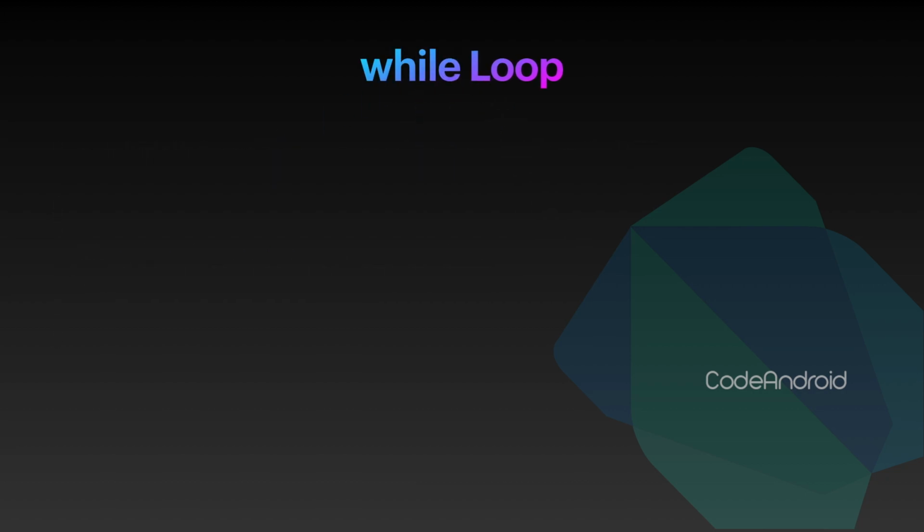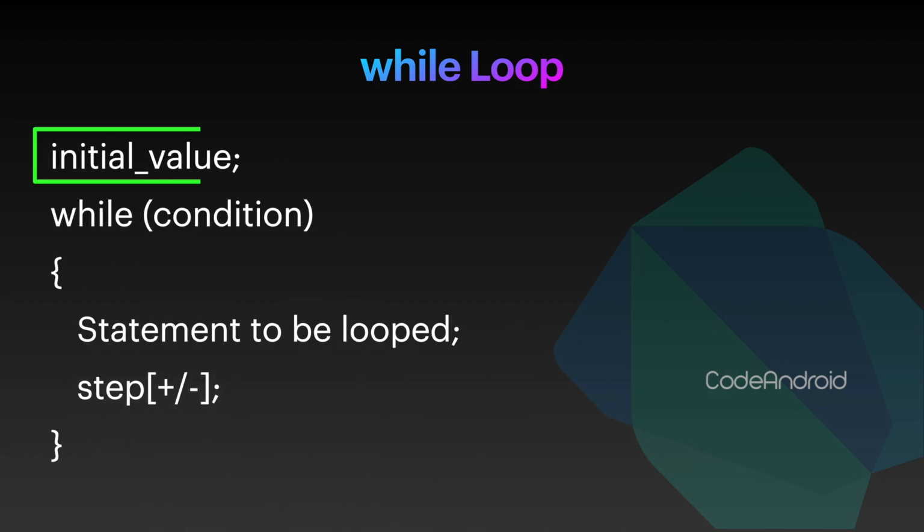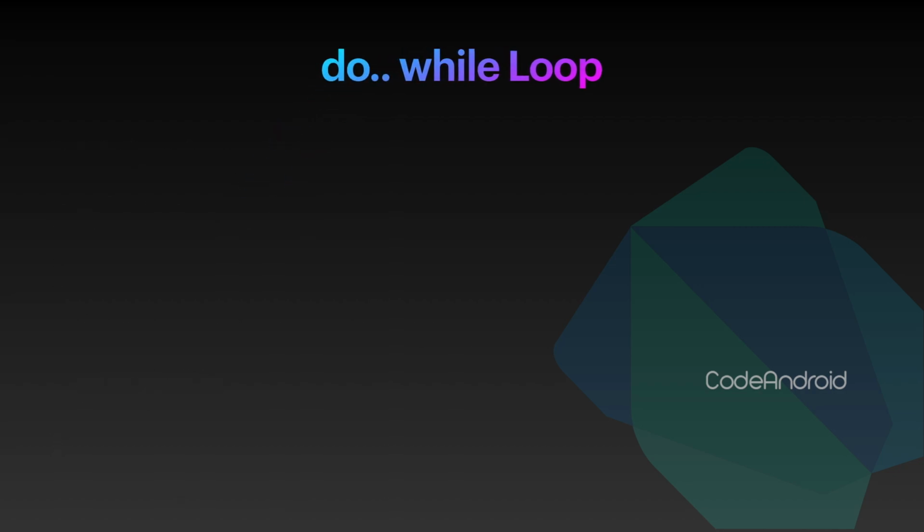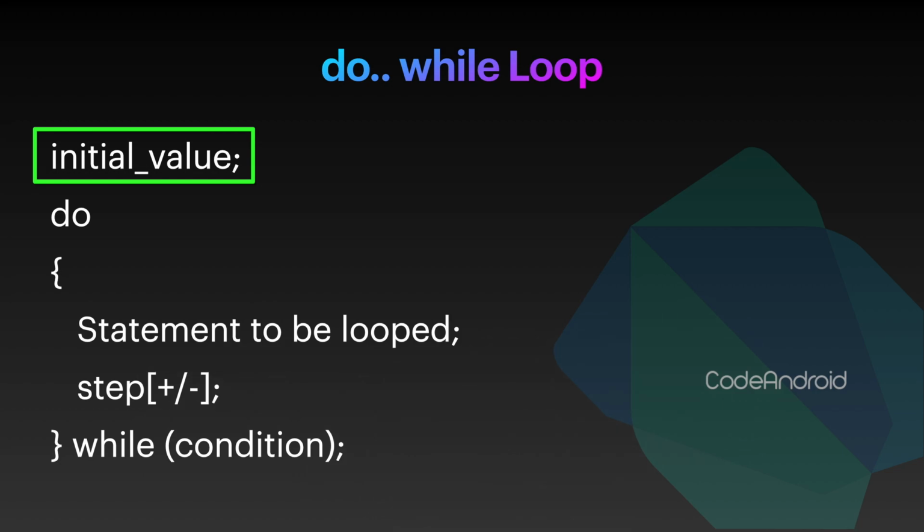In while loop, we do the initialization above the loop and then we use the while keyword and then pass the condition. After that, we will pass the code which we want to loop and then the step value. Finally, in do while also, we do the initialization above the loop. Here, we need to use the do keyword and then pass the code which we want to loop through. Finally, we need to give the condition inside while. As we are checking the condition at last, do while loop will execute at least once.